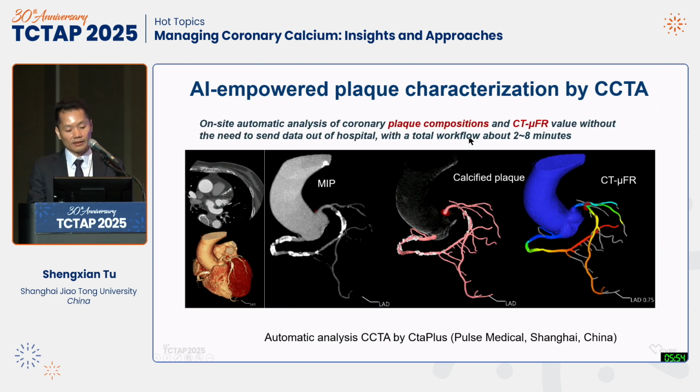It can automatically analyze, currently in about 2 to 8 minutes, where you can see that you can have the MIP and you can have quantified calcified lesions on top of the lumen, and also you have the CT μFR calculated at the same time.